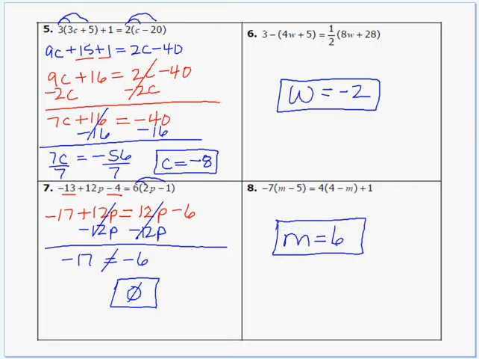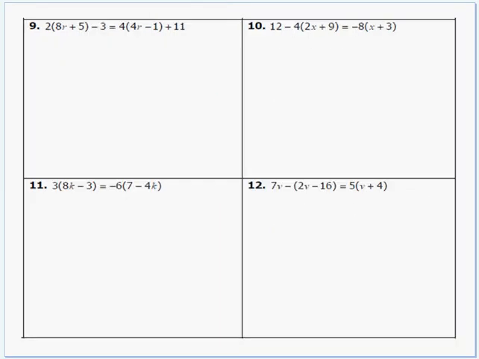We're moving on. Let's look at the last couple of examples that we've got, and then we'll move on to the homework assignment at hand. So I'm going to take a look at 9 and 12. On 9, I have some distribution that needs to happen on both sides of my equation, so I'm going to get that taken care of right away.